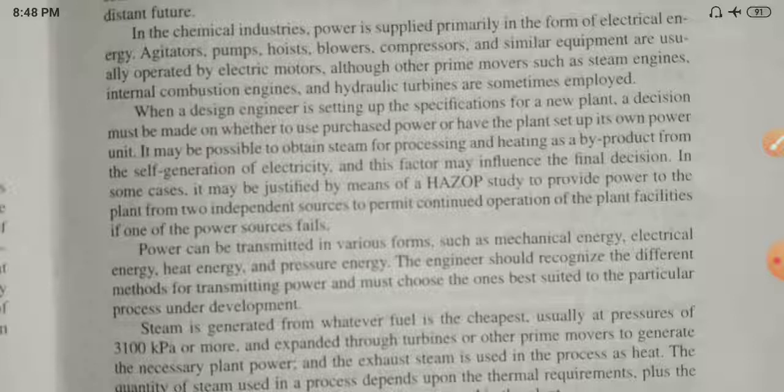although other types of movers such as the steam engines and internal combustion engine, any hydraulic turbine are sometimes employed, okay, using this instrument. When a design engineer is setting up the specification for a new plant, a decision must be made whether to purchase power or to have the plant generate its own power, and to use, where possible, steam in the processing and any heating by-product from this itself and electricity, and the hazard process, that is, hazard and operability process.